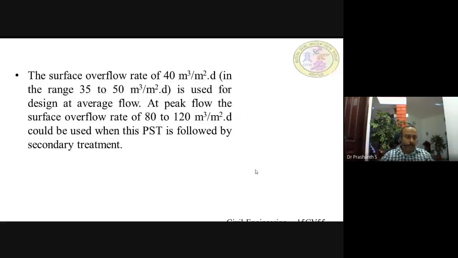Another point for designing the sedimentation tank is the surface overflow rate. The surface overflow rate is generally assumed to be 40 meter cube per meter square per day. It is in the range of 35 to 50 meter cube per meter square per day, and is used for design at average flow. See, this is the flow rate for average flow. At peak flow, a surface overflow rate of 80 to 120 meter cube per meter square per day could be used to design the primary sedimentation tank.